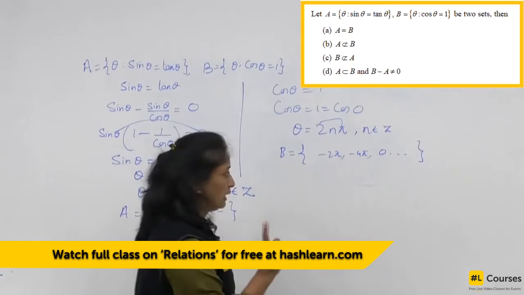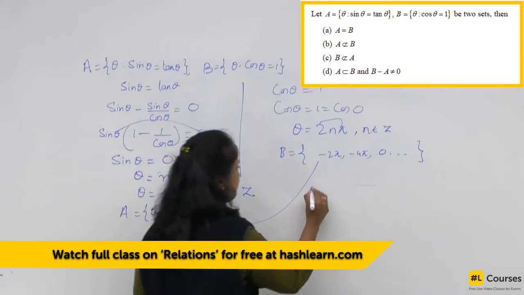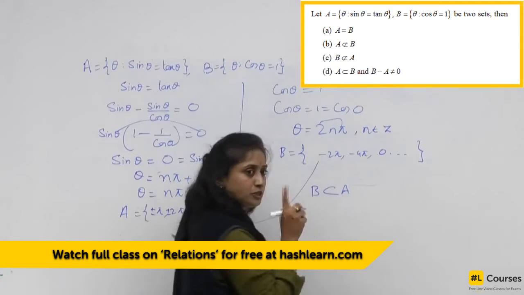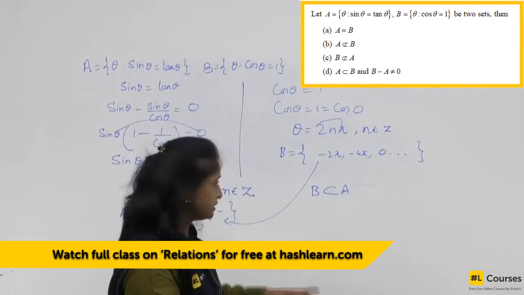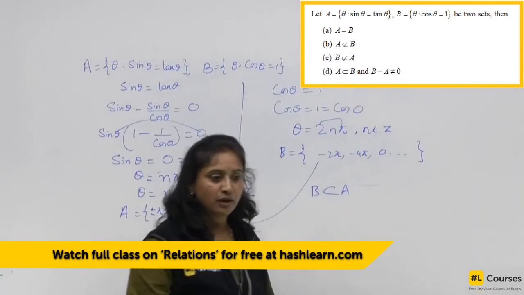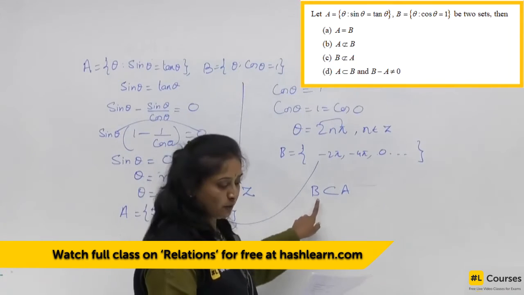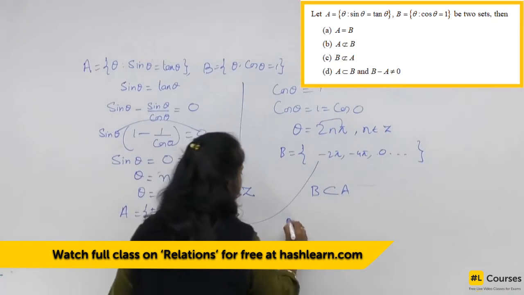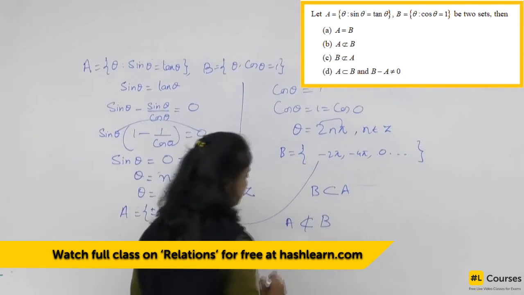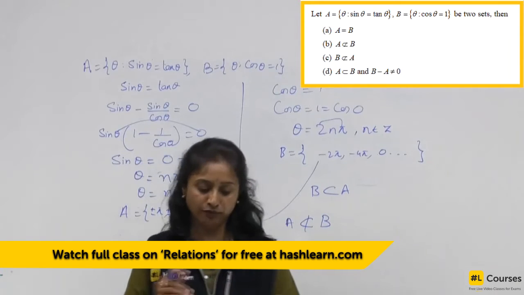But what you see is B is inside A, and what we see is B is a subset of A, but this option is not given in the CPP question. In the CPP question, they have not given B as a subset of A. Therefore, the option was A is not a subset of B, the only one which would match.